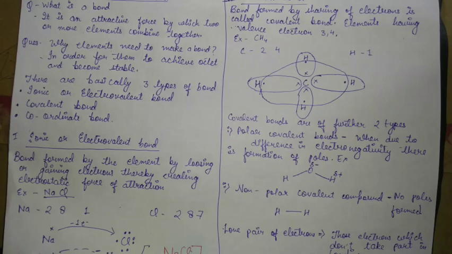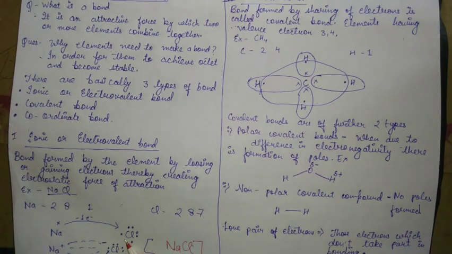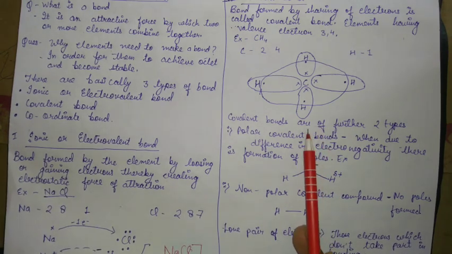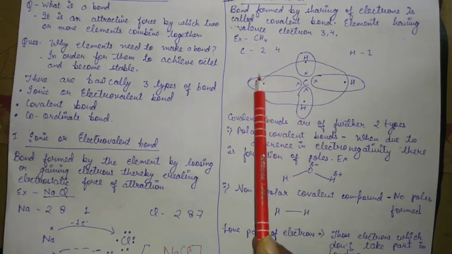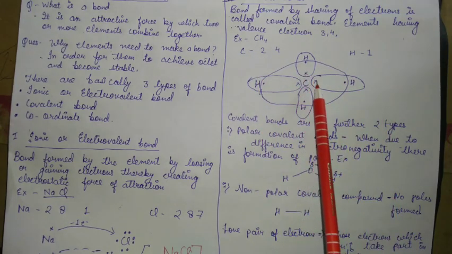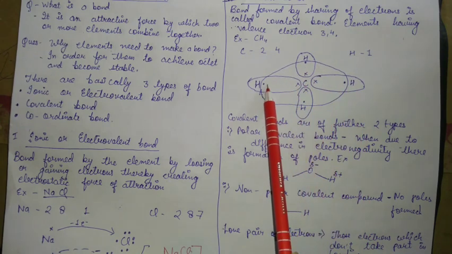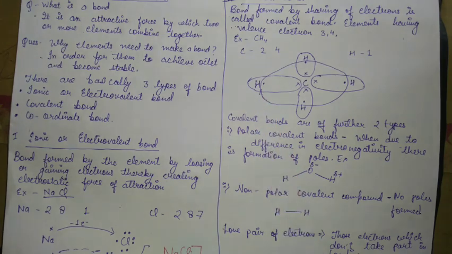Generally elements having valence number of electrons 3 or 4 form covalent bonds. Here I have taken the example of CH4. This was the dot structure I showed you for ionic bond, and this is the dot structure for covalent bond. Carbon has electronic configuration 2, 4 and hydrogen has 1. The 4 electrons of carbon are shown by crosses, and the 4 hydrogens each have 1 electron. Only hydrogen and helium need a duplet, that is 2 electrons in the valence shell, to be stable. The rest need 8 electrons.